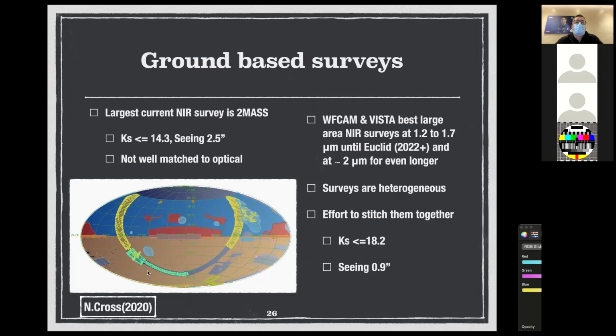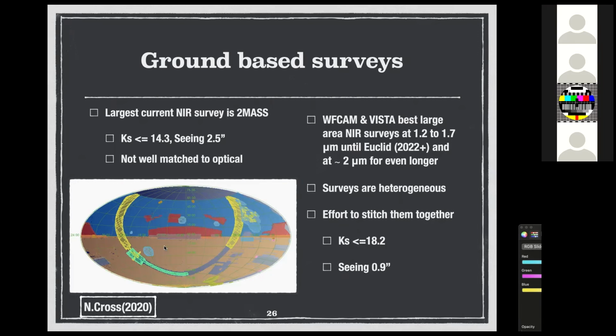So I mentioned that WFCAM and VISTA are heterogeneous. Here are the different surveys, the footprint on the sky. But there's an effort to stitch these together to get a homogeneous survey across a large fraction of the sky. Just missing the higher bits up here because WFCAM can't do it. But we'll have data down to 18.2 in the K-band and a seeing under an arcsecond. So that should be coming out shortly.